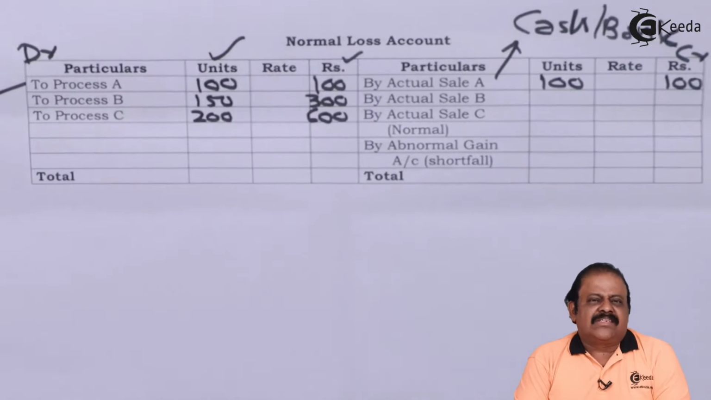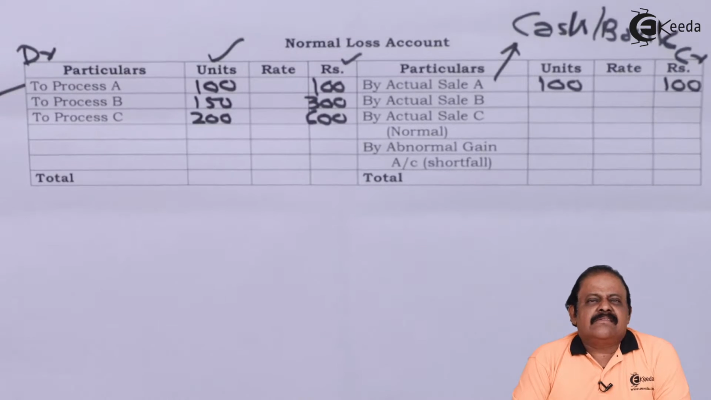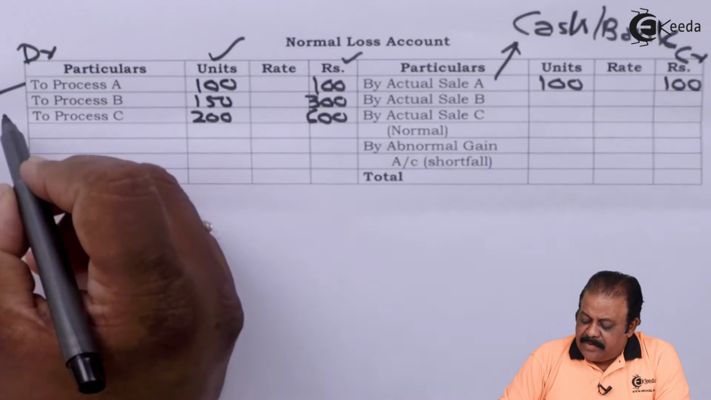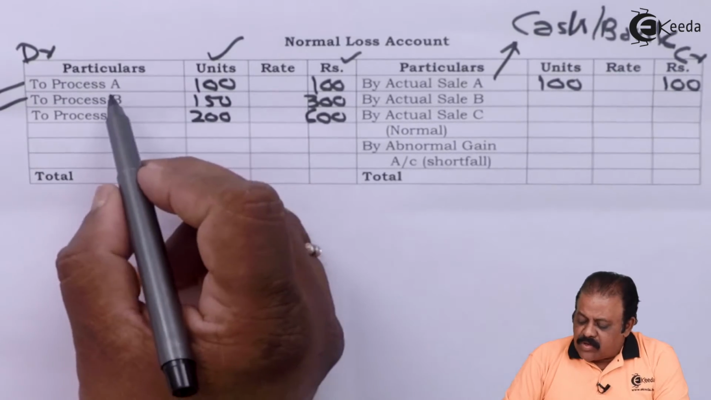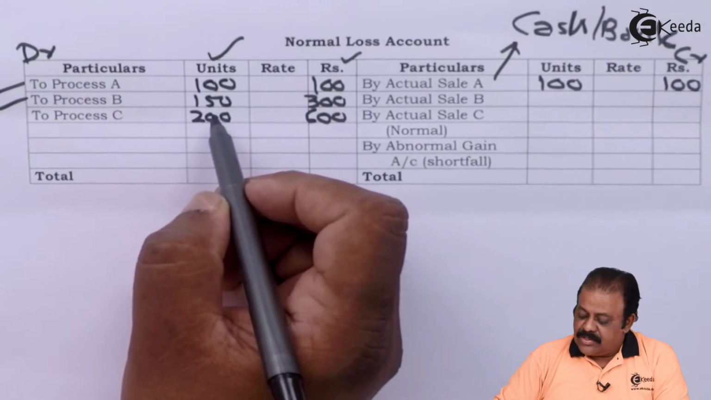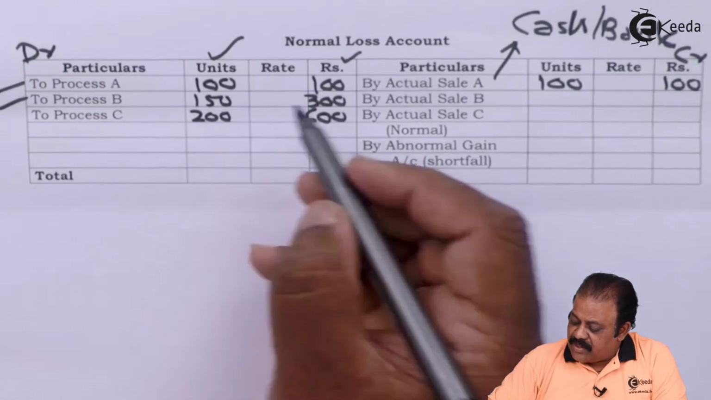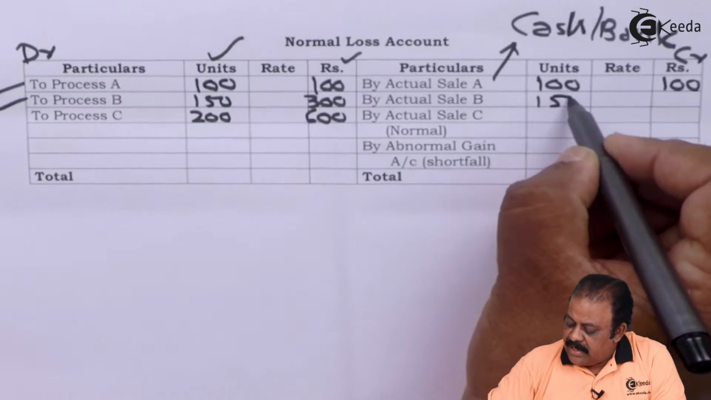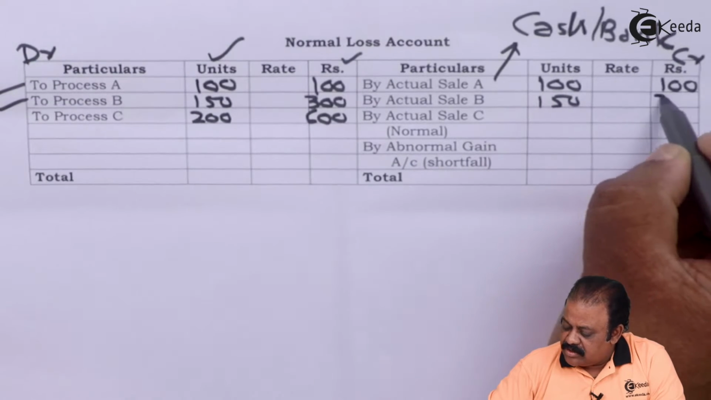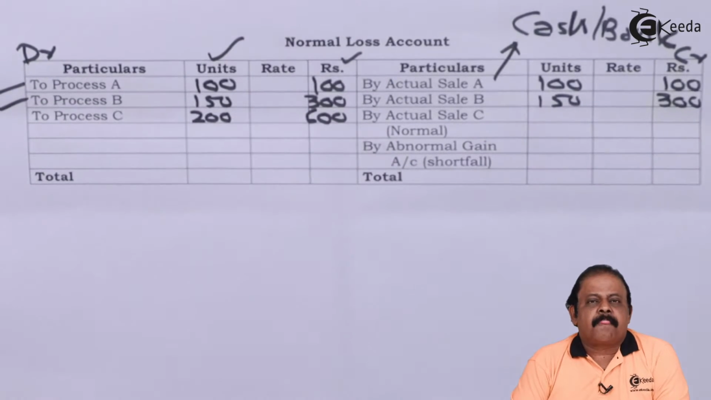Suppose in any process there is abnormal loss, that means we get a loss over and above normal loss. So it's very clear that whatever normal loss we expected has also arisen in that process. So those units will be recorded on the debit side. For example, in process B, suppose there is abnormal loss. Then 150 normal loss units will definitely be there. So these 150 units will be sold and will realize 300 rupees.